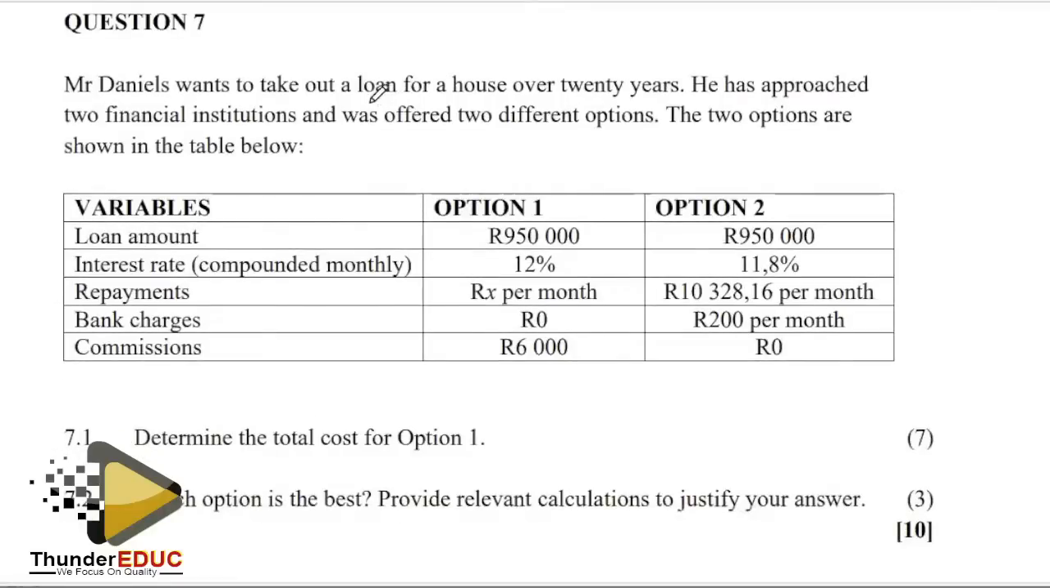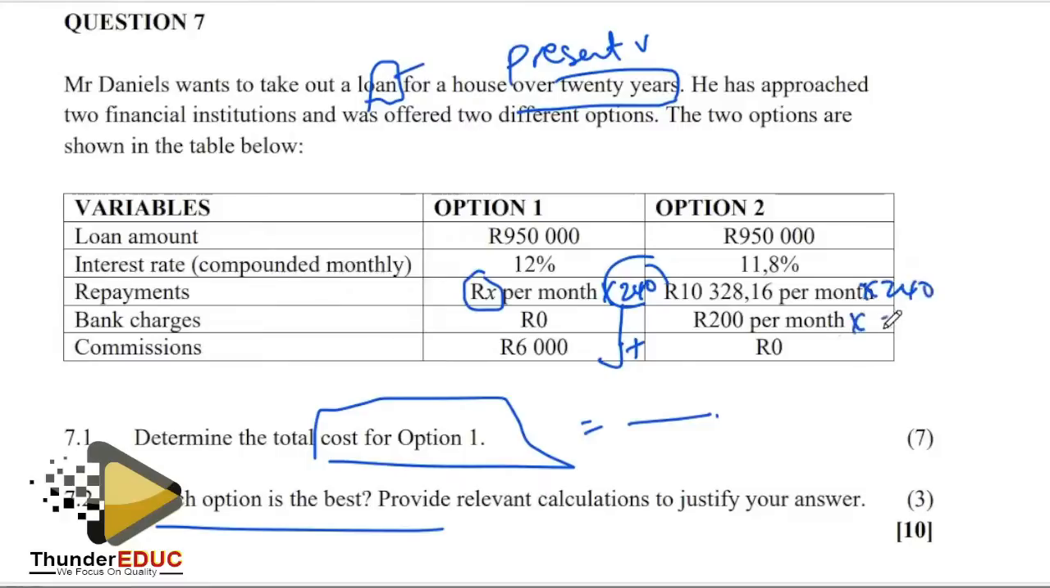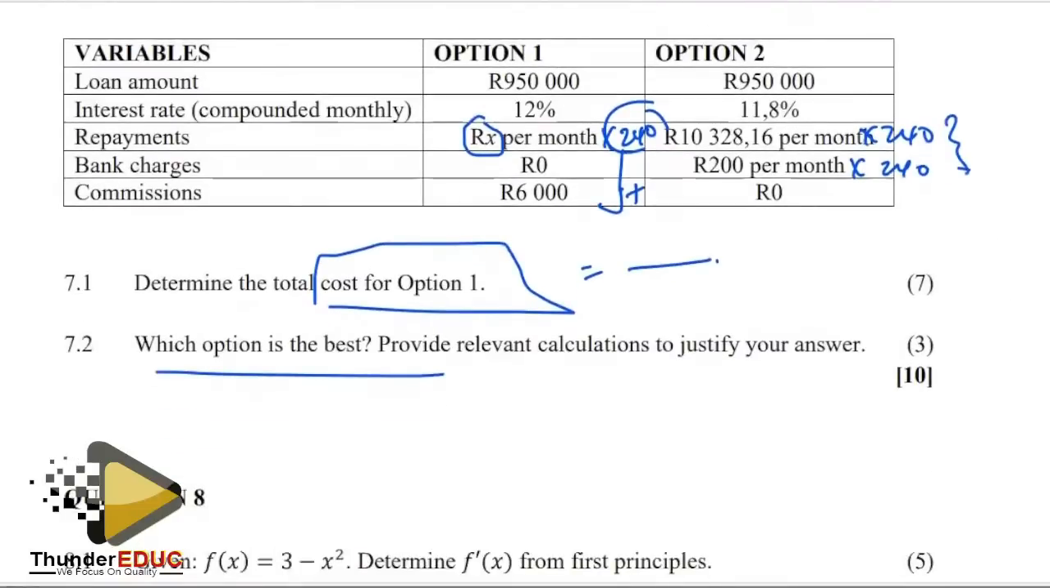Question 7. Mr. Daniel wants to take out a loan. We said loans form what we call the present value. They gave us the period, which is 20 years, and they want the total cost of option 1. So for you to get the total cost, what is missing is the monthly payment, which is x. So get the monthly payment, multiply it by the number of months, which is 240, and then you add the commissions. That will give you the total payment. Which option is the best? If you get this and that, the total that you have in 7.1, you can also multiply this 10,000 times 240, multiply the 200 by 240, get the total, and then compare the loan amounts. And then you draw your conclusion.